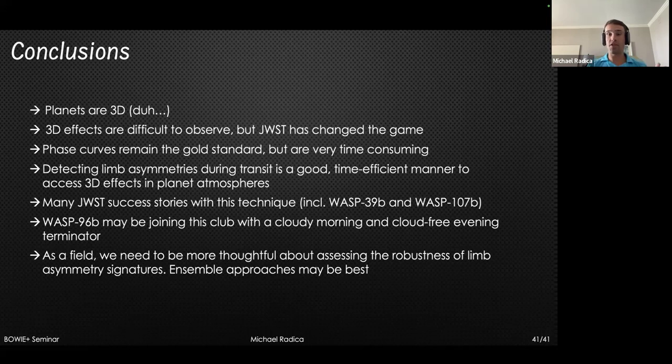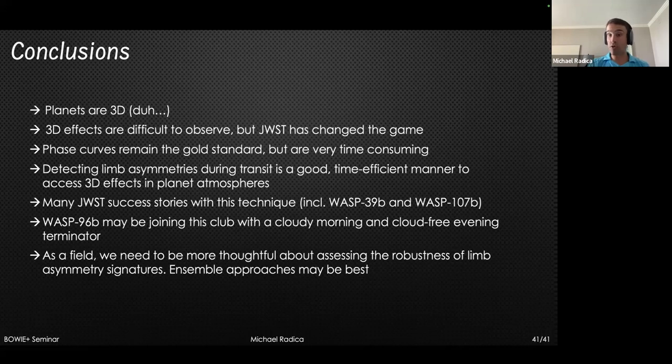And ultimately, phase curves still remain that gold standard, but are obviously very time consuming. And so detecting limb asymmetries during transit is a very good time-efficient manner to assess 3D effects in planet atmospheres. And we've had many success stories in the JWST era: WASP-39, WASP-107, WASP-94, and Wongwei's paper recently, which I have not yet read because I'm nominally on vacation for this week. Also, I think had added WASP-17 to this pool.